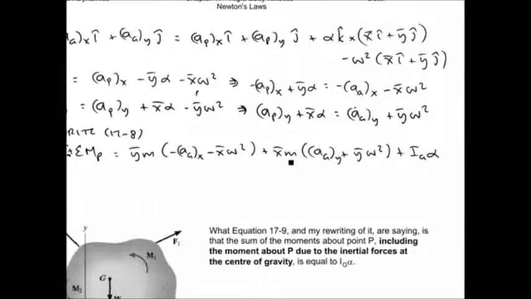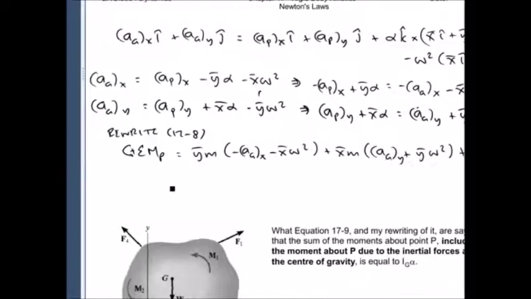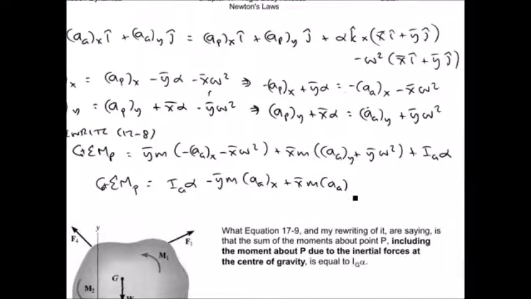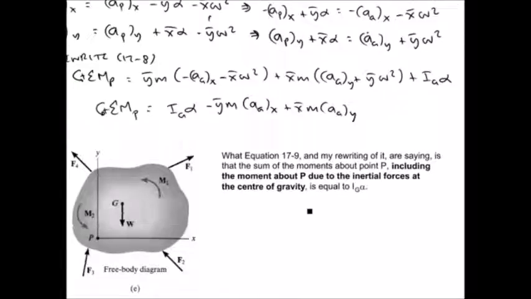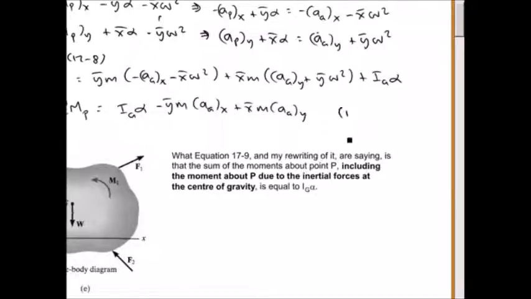Now let's see, we've got a minus m x bar y bar omega squared. Here we've got a plus m x bar y bar omega squared, so those terms will cancel. And this simplifies down to the following. Sum of the moments about P equals I_G alpha minus y bar m a_gx plus x bar m a_gy.